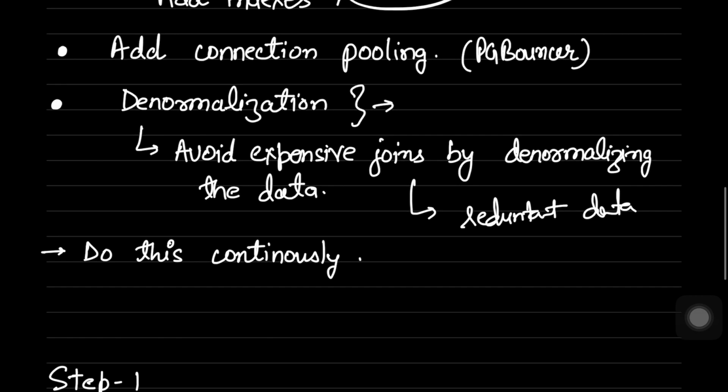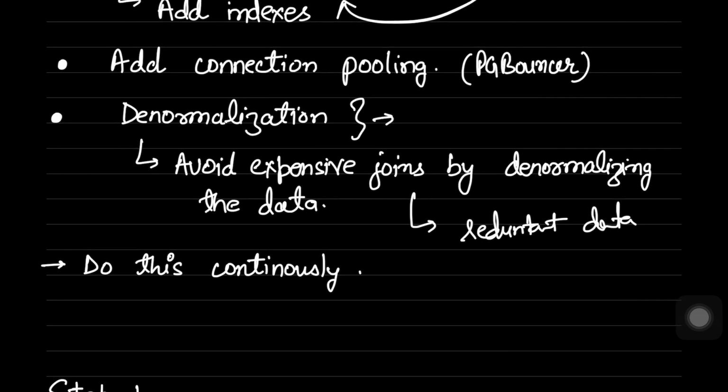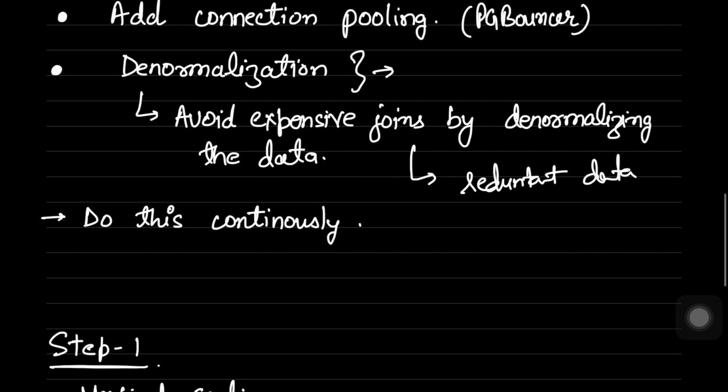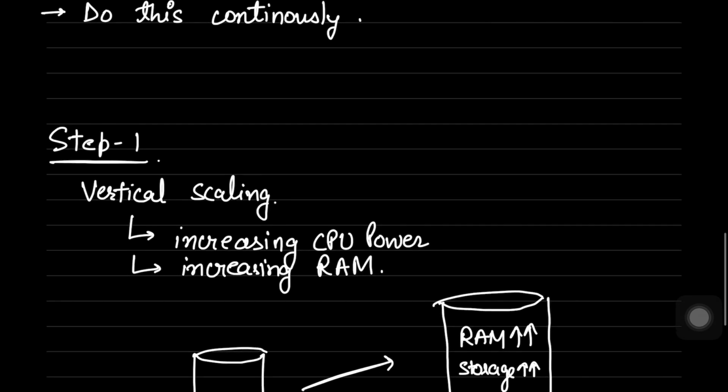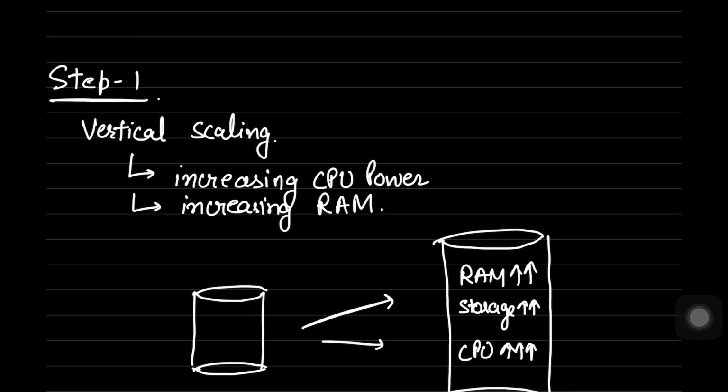So you have to do this continuously every time. If you identify slow queries, identify bottlenecks, add indexes, remove indexes, add connection pooling, add denormalization, all those things. If this is not enough, right, you have done all these things, you come to step one. You have added proper indexes, you have done denormalization, you have added connection pooling. Still, the CPU utilization of your database service is very high, right?